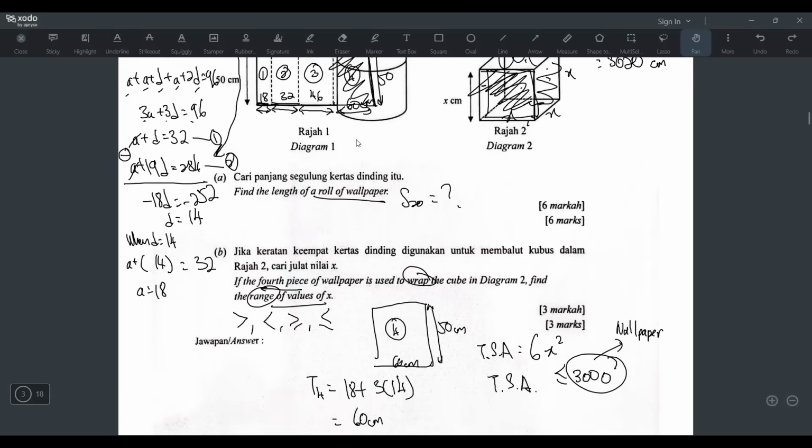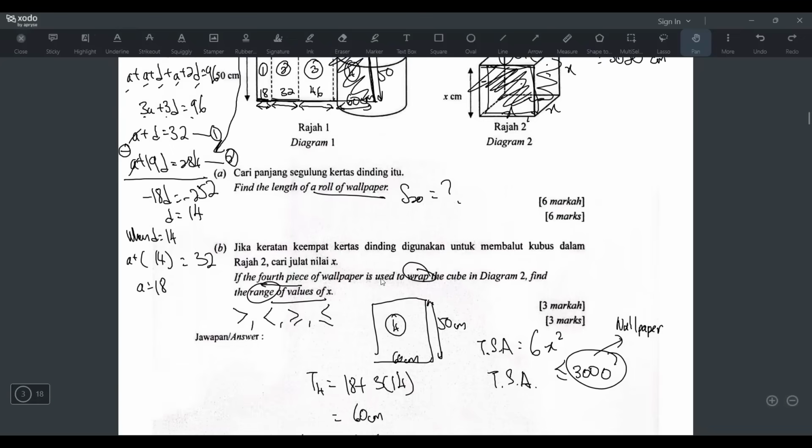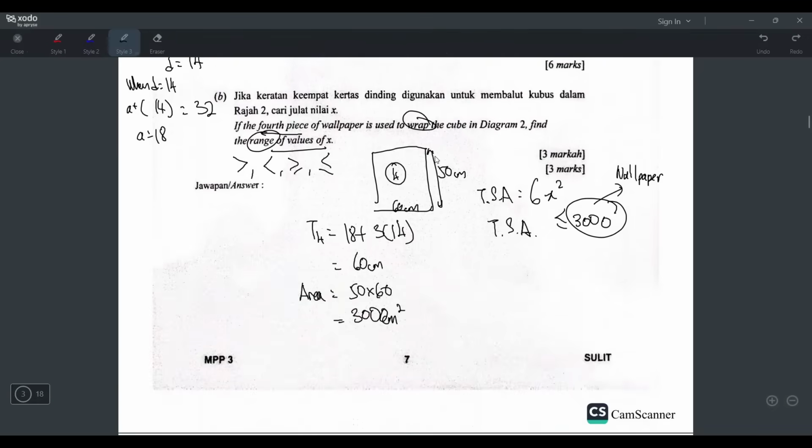Otherwise, if the wallpaper is not big enough, how are you supposed to wrap it, right? So that's why it's like that. Now the TSA is 6x squared, so 6x squared is less than or equal to 3,000.